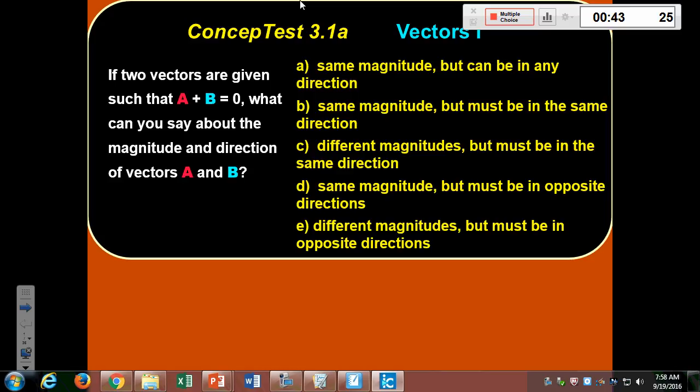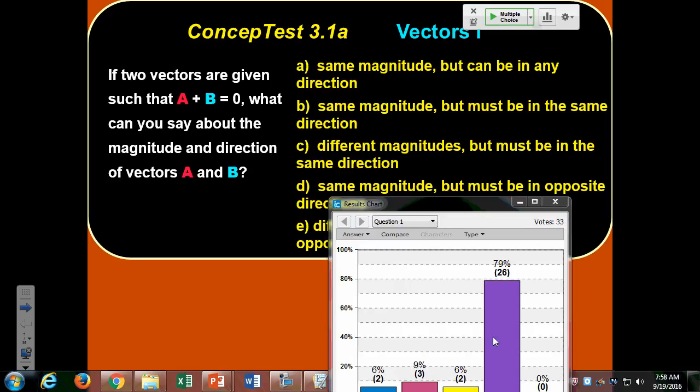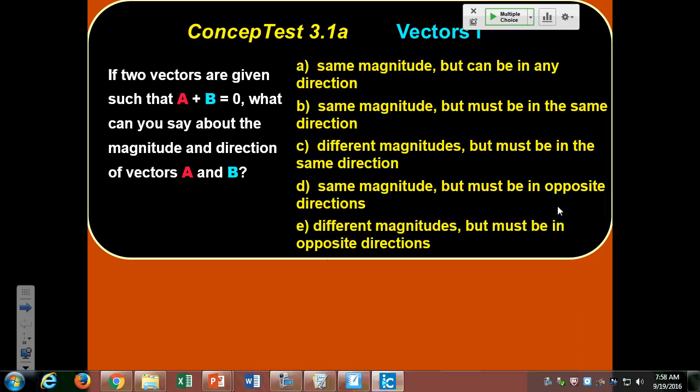All right, we'll go about 8 more seconds. Stopping at 50. Okay, D, same magnitude, but they must be in the opposite direction. In order to get a vector sum equal to 0, I must have one vector in one direction and one equal but opposite vector. Say for example, this would be plus 2, this would be minus 2. When I add those two up, I get 0 as the sum.